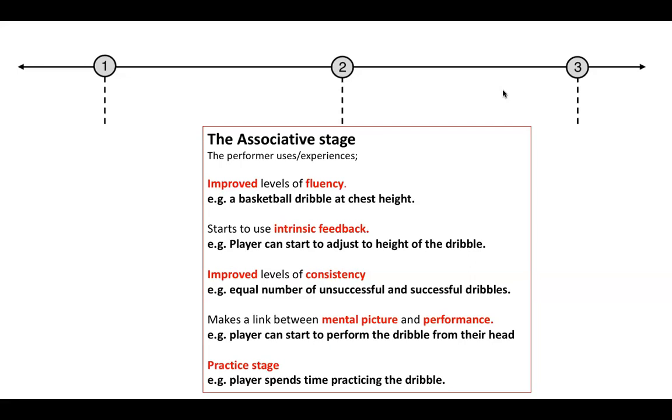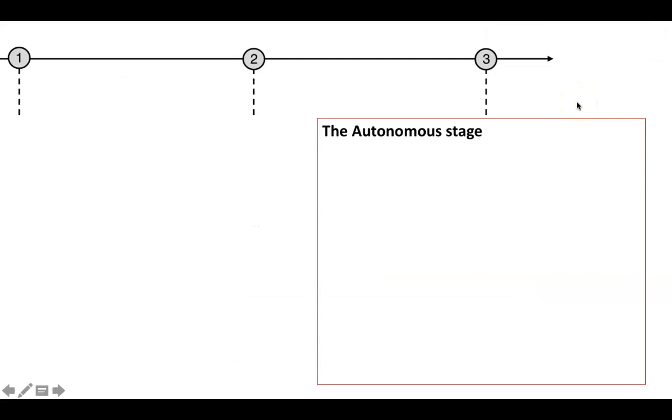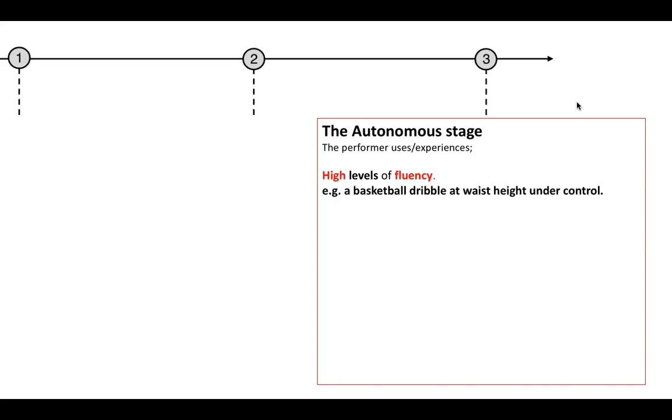Finally, the third and final stage, the autonomous stage of learning. We now know the performer uses high levels of fluency during the autonomous stage of learning. For example, a basketball dribble at waist height is now under complete control. We know that we use intrinsic feedback to detect and correct errors. For example, the player can adjust the height of the dribble themselves.